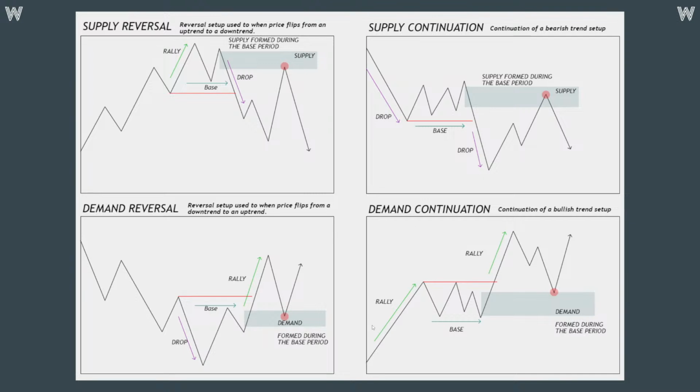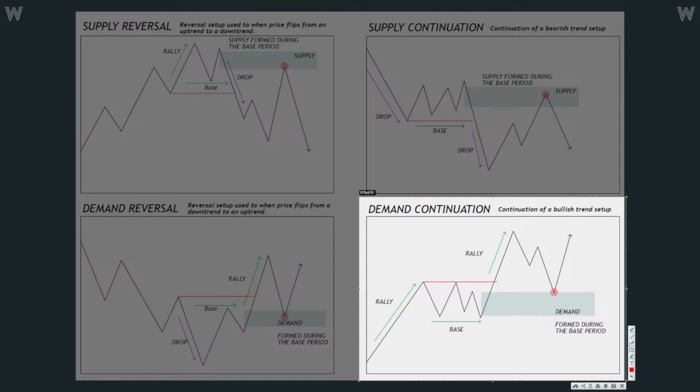So the demand continuation is what we're looking for in the uptrend. It's like rally, and then we form the base, and then we form the second rally. For the demand continuation, the order block is formed during the base period. And like we said, there's potential that we could have a point of control in here, and if we do, that's the area we're going to be looking at bidding on the retest.